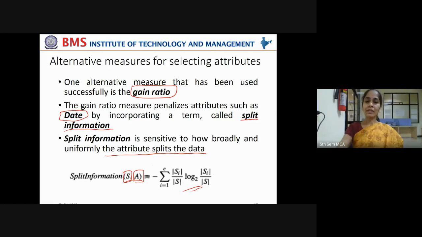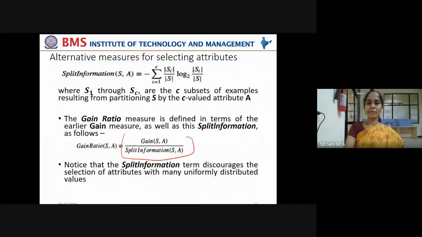Okay, so the number of subsets that are split by this attribute value by the total number of training examples, log the number of attributes split with this threshold, the number of subsets by the total number of training examples. This will give you the split information. Now, if this split information is high, it means uncertainty is high, and information gain will come down by this formula.